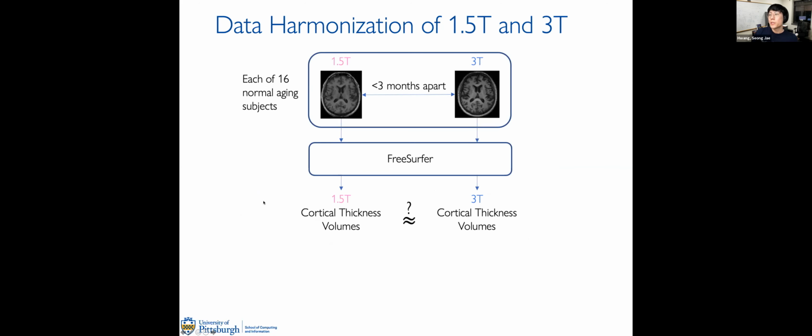The first topic, I'm going to spend a minute or two on it. We have a very unique data set where each of the 16 normal aging subjects has 1.5T and 3T T1 weighted scans that are at most 3 months apart. We're going to use FreeSurfer to derive cortical thicknesses and volumes. Hopefully they should be similar, assuming the biological variability between these two scans is minimal and FreeSurfer is doing its job. But we found that these two measures, which should be pretty similar, are oftentimes not similar.